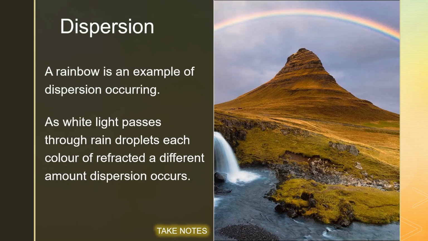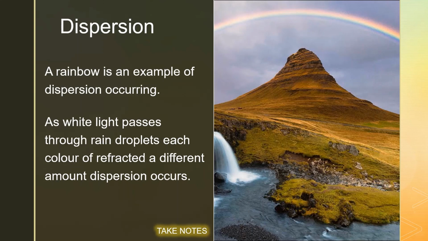So we've just seen there a nice video of dispersion occurring in real life. And I also want to just give you another example of where we see it, and that is with rainbows. A rainbow is a really nice example of dispersion occurring. It occurs because as the white light from the sun travels through the atmosphere, if it's raining, that light is going to pass through water droplets.